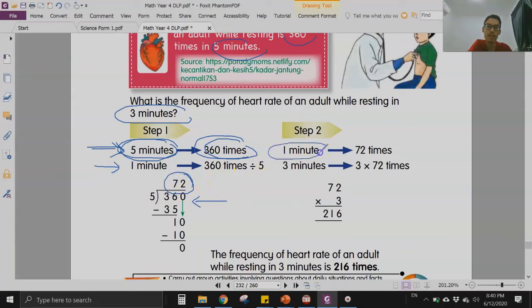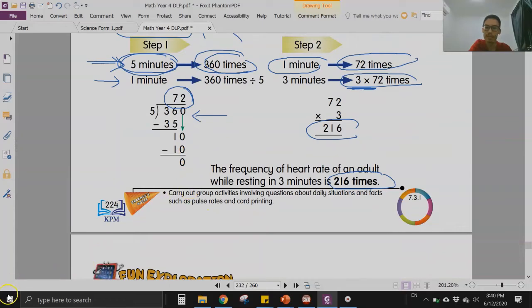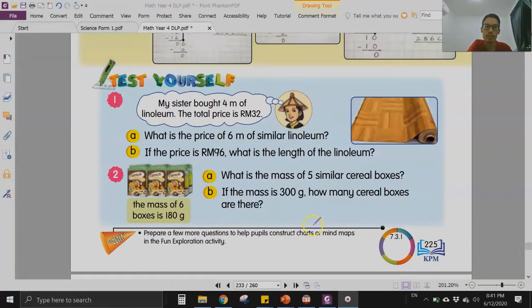So 1 minute, 72 times. Question asks for 3 minutes. You just times 3. Okay, 3 times 72, you get 216. So for 3 minutes, the heart will beat 216 times.